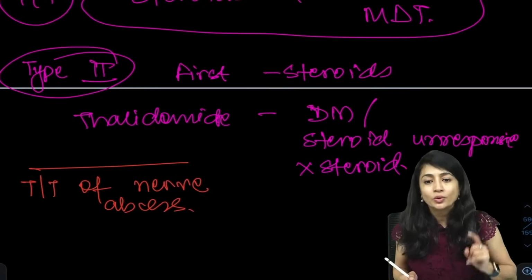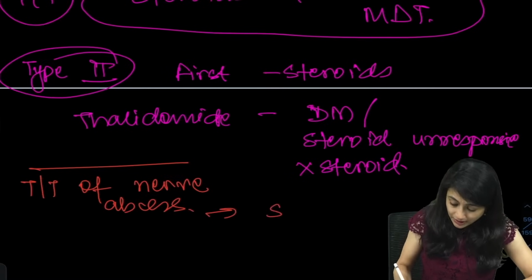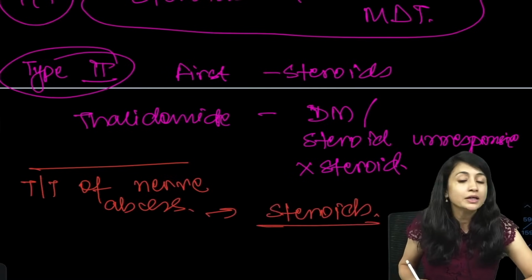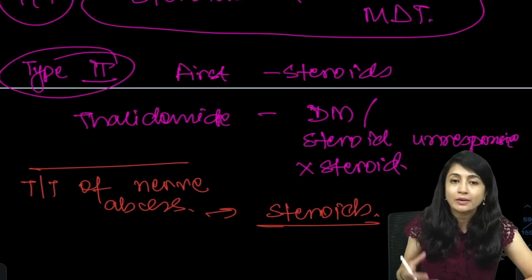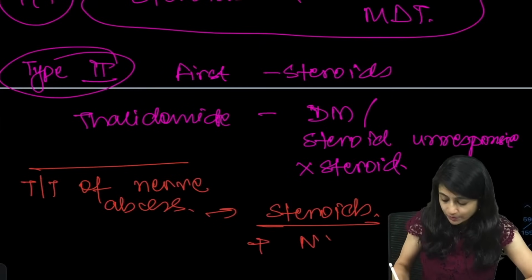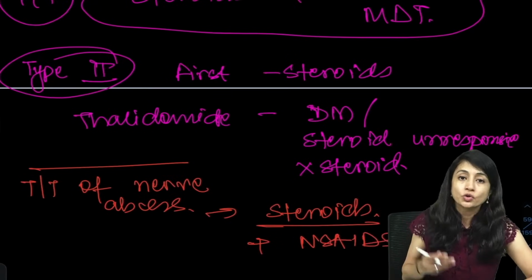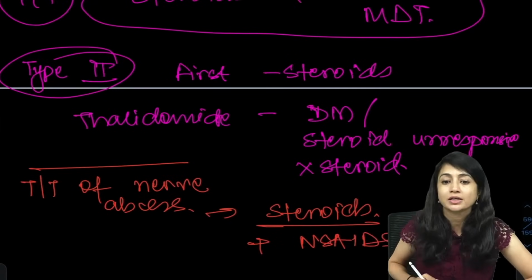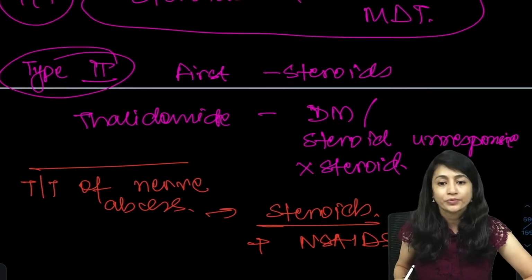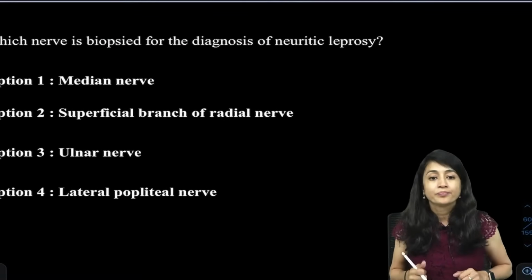So again, in question, if it is asked, the treatment of nerve abscess, it is again steroids. Why is the abscess formed? Abscess is formed because of the intense inflammation. So you give steroids plus NSAIDs, but again, my drug of choice is steroids here. Okay, so if steroids are there in the option, please write steroids. Draining is not necessary if it corrects with steroids, right? Good. Next question, give me the answer.